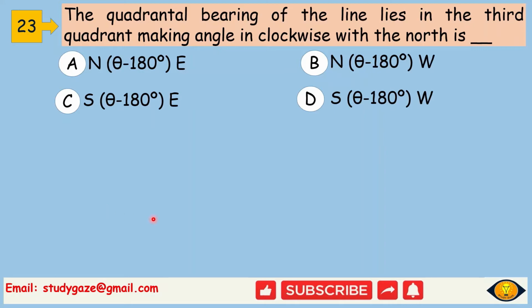Next, the quadrantal bearing of the line lies in the third quadrant, making angle in clockwise with the northeast. So they have asked about the bearing of any line that lies in the third quadrant. So what is the third quadrant? Third quadrant is like this. So you can see the south and west will be the answer. So the answer will be south, theta minus 180 degree, west. Next question.